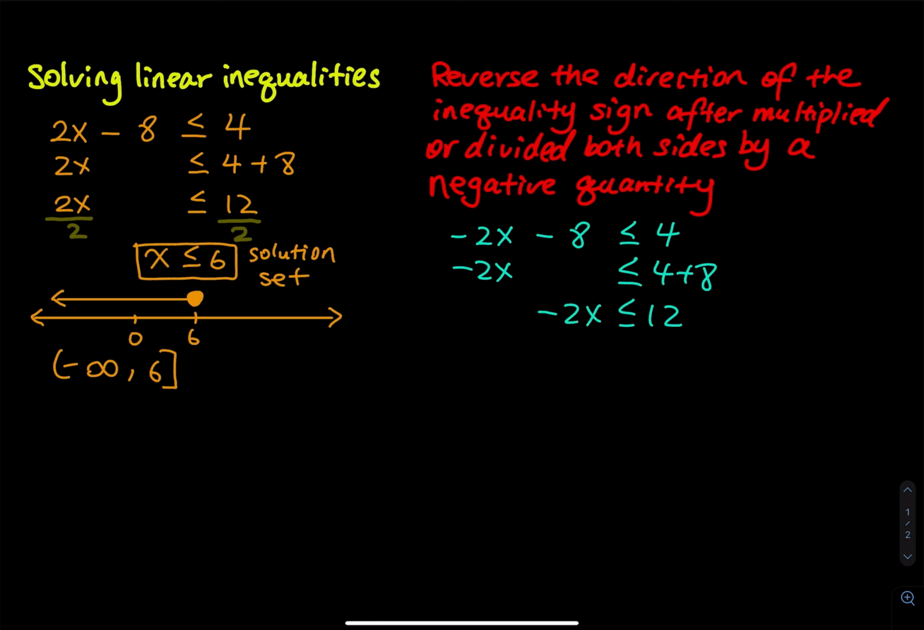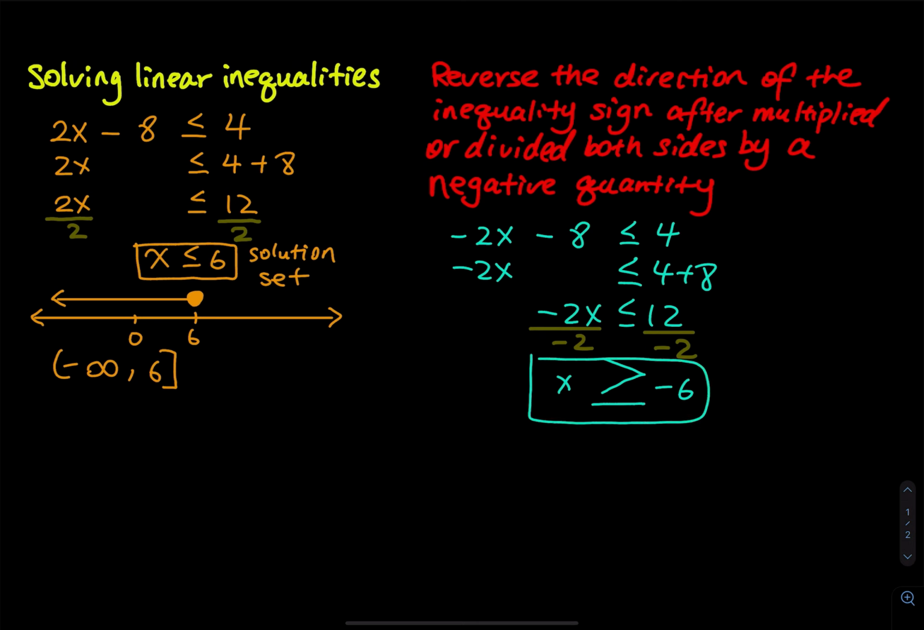This time we have to divide both sides by what? We have to divide both sides by negative 2. That tells me I just divided both sides by a negative quantity. The first thing that you do immediately is reverse the symbol. Let's make that nice and big. We reverse the symbol from less than or equal to, to greater than or equal to. So the answer is x greater than or equal to negative 6, and this is your solution set.